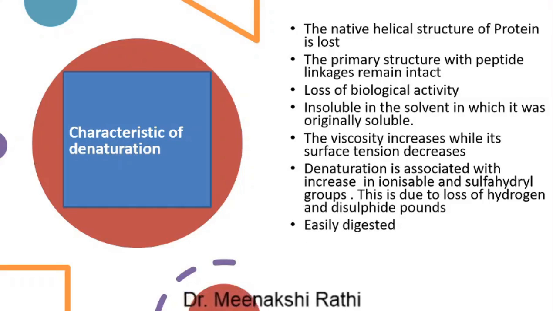After denaturation, proteins are easily digestible. Like egg, the example which we have taken, or meat. These are not easily digestible before heating, but after heating, the proteins which are present in egg, meat, or pulses undergo denaturation and these proteins are easily digestible.